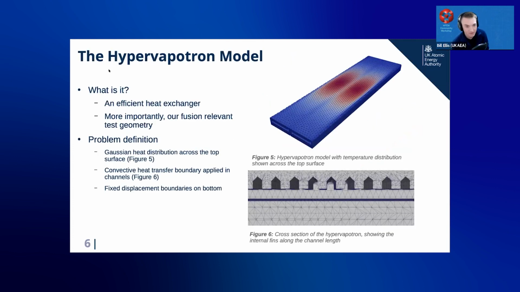And so more fun than a beam is some fusion relevant geometry. So I've got a hypervapotron here, which is this slab with two channels through it. It's just a heat exchanger pretty much, which has got a nice name. And so with this problem, I'm modeling the fluid flow through these channels, which would normally carry all your heat away, with some cheap convective heat transfer boundaries. And then I've got some Gaussian heat distribution across the top and some fixed displacement boundaries on the bottom of the hypervapotron. So this is the model we'll be using to have a look at our thermal expansion terms. Next slide, please.